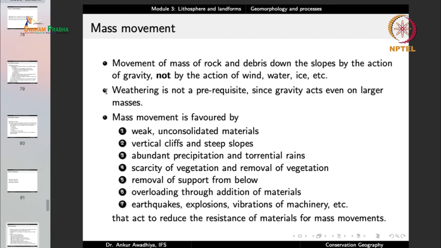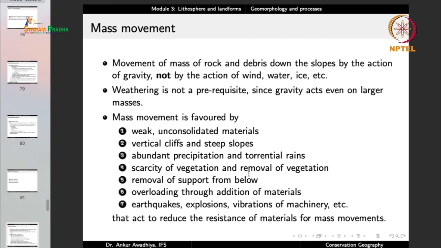Mass movement is the movement of mass of rock and debris down the slopes by the action of gravity. And we saw that weathering is not a prerequisite, but it helps. Mass movement is favored by weak and unconsolidated materials, vertical cliffs and steep slopes, abundant precipitation and torrential rains, scarcity of vegetation, removal of support from below, overloading through addition of materials, earthquakes, explosions, vibrations of machinery, and so on.